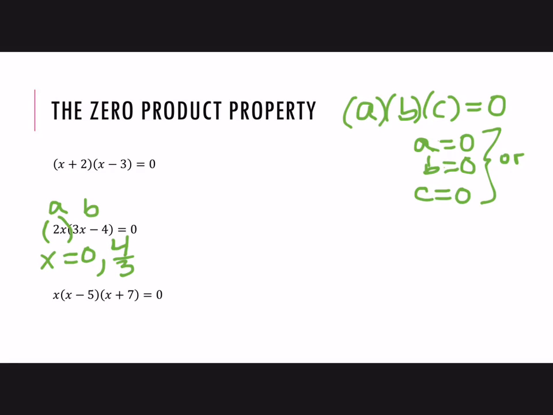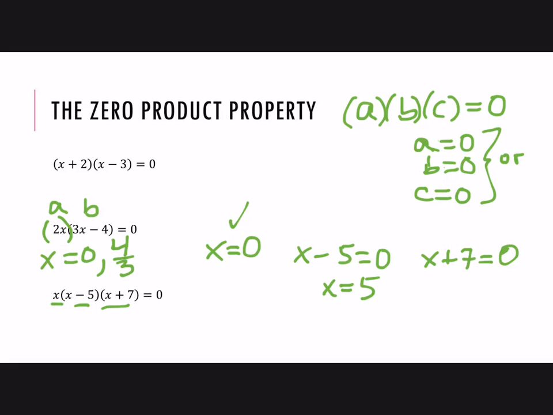Okay, so same thing. I have x, x minus 5, and x plus 7. One of them must be 0, so then I set them each equal to 0. x equals 0, x minus 5 equals 0, x plus 7 equals 0. Now the first one's already solved for x, so that's done. Second one, add 5 to both sides, x equals 5, and the third one, subtract 7, x equals negative 7. So this equation has 3 solutions: 0, 5, negative 7.